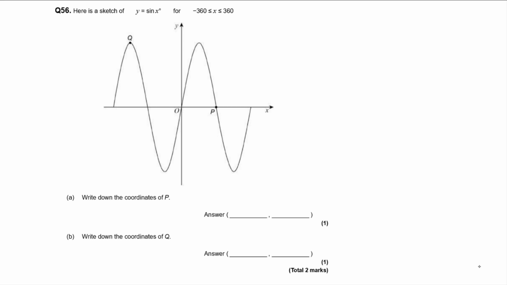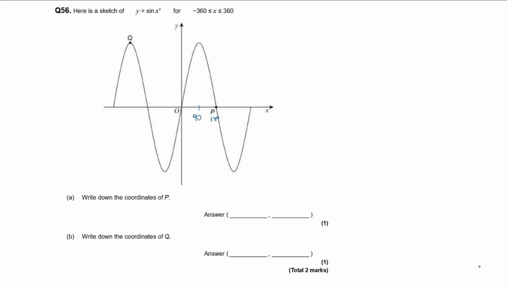Question 56, here is the sketch of y equals sine x from minus 360 to 360. So I've got 2 periods of the sine curve here, haven't I? Write down the coordinates of P. Remember that sine goes from 0 to 1 between the values of 0 and 90, so the high point up there is at 90. By the time it comes back down again, that's going to be 180, isn't it?